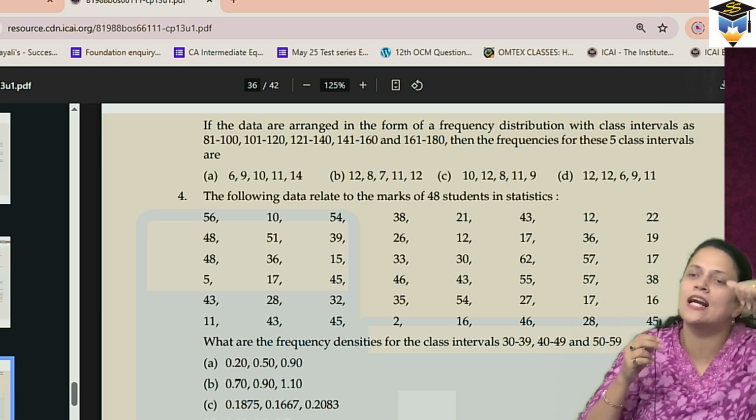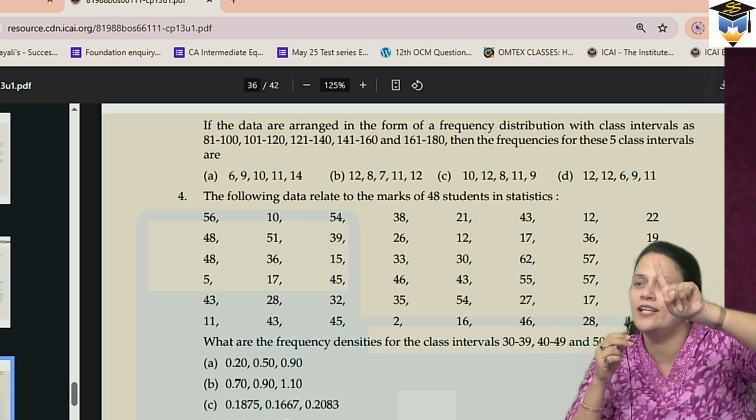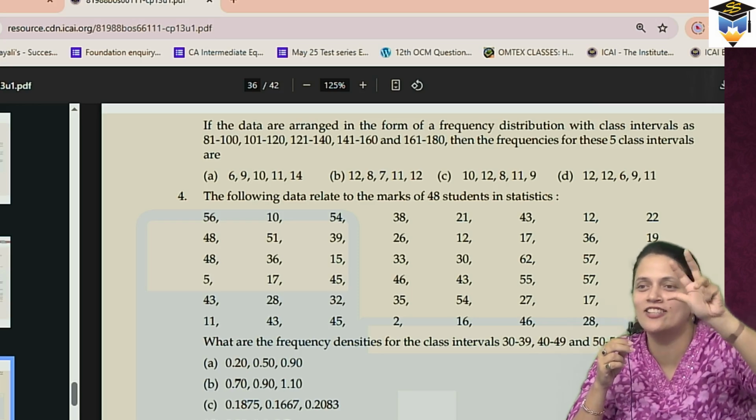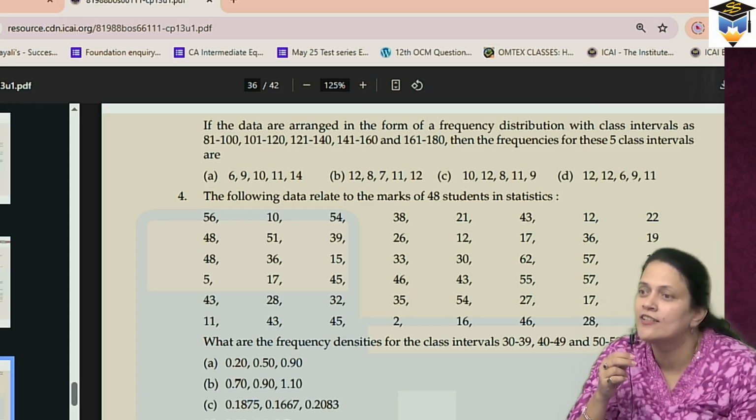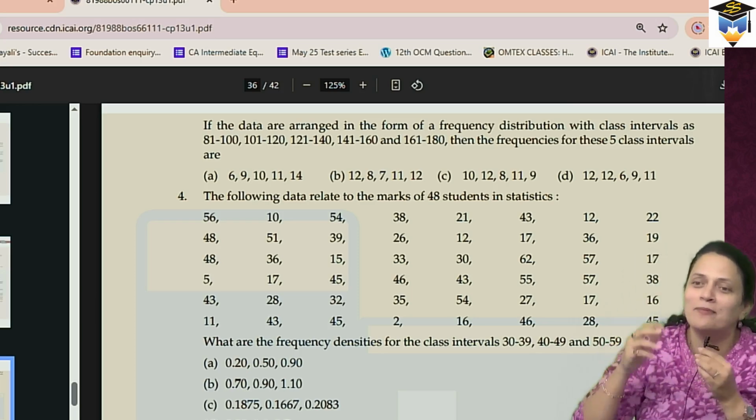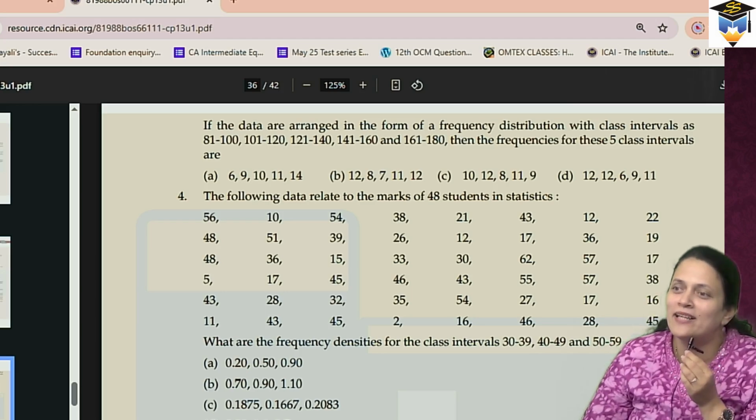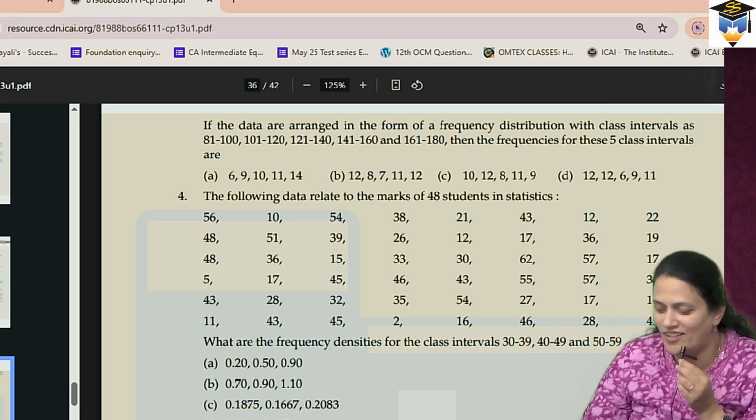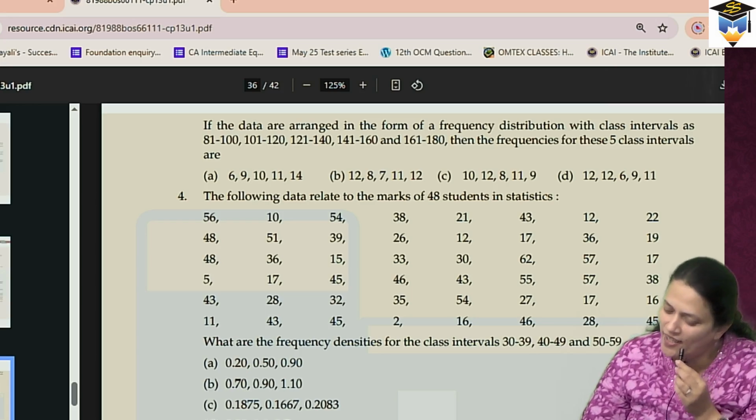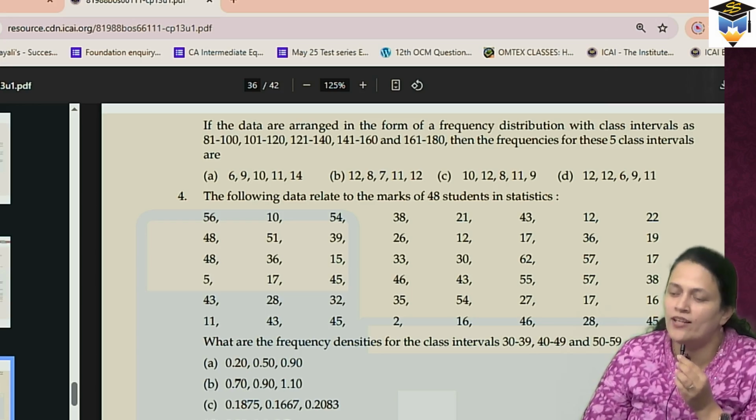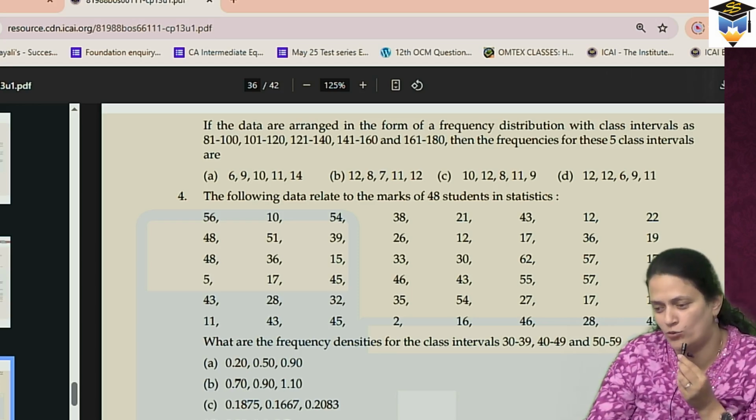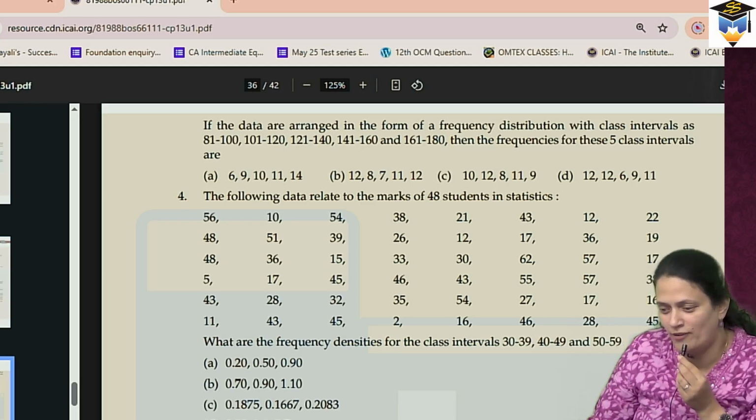सी, 30 पासून काउंट कर भावना जरा. 30, 31, 32, 33, 34, 35, 36, 37, 38, 39. किती झाली क्लास लेंथ? 10. सो यू हॅव टू डिवाइड बाय 10. सो 9 divided by 10 is 0.9. 11 divided by 10 is 1.1. अरे देवा. 7 divided by 10 is 0.7. आन्सर काय आहे? 0.9, 1.1, 0.7. ऑप्शन. थँक यू. प्लीज नोट द फॉर्म्युला.